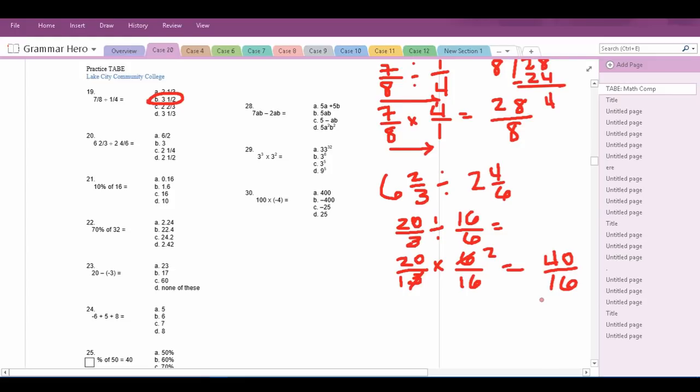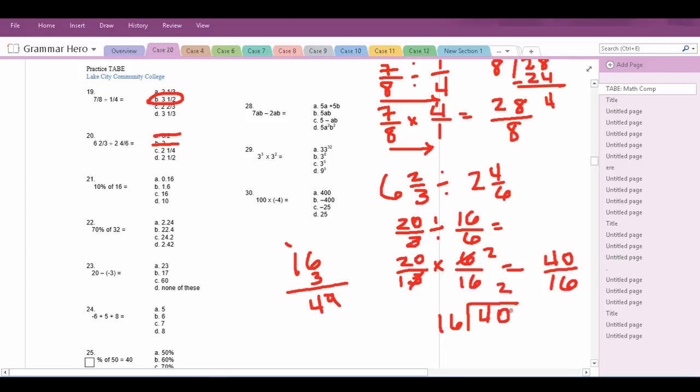Now we can start turning it back into a mixed number. So again, we've got 40 divided by 16. Let's see what our answer choices are. 6 over 2, we know that's not going to be right. 16 times 3, let's see what that gives us. Does that give us 40? 16 times 3 is 48, so we know that's too big, so we know it's going to be 2.